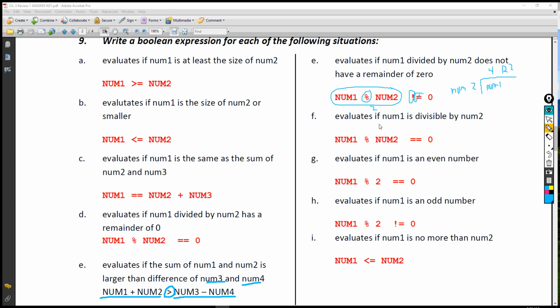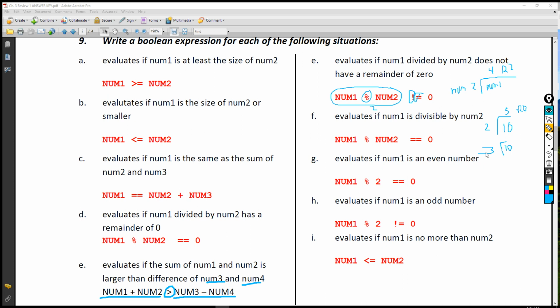All right, evaluates if num1 is divisible by num2. In order for a number, let's just take an example. If you go, is 10 divisible by 2? And you would say, yes, it is. Is 10 divisible by 3? And you would say, no, it isn't. Well, what makes this the case? Well, 10 is divisible by 2 because 2 goes in it 5 times with a remainder of 0. So anytime there's a 0 remainder, we know that these numbers are divisible.